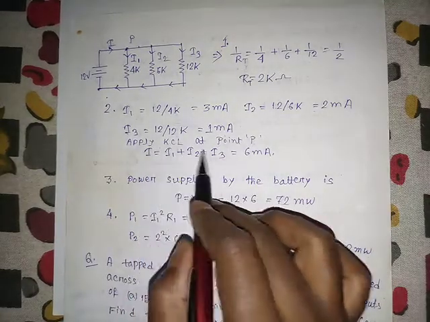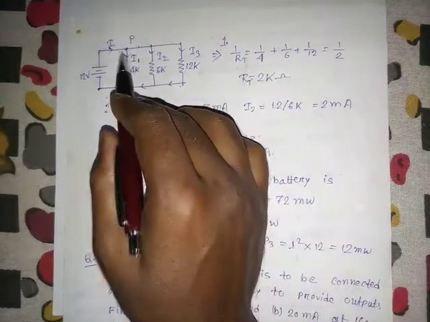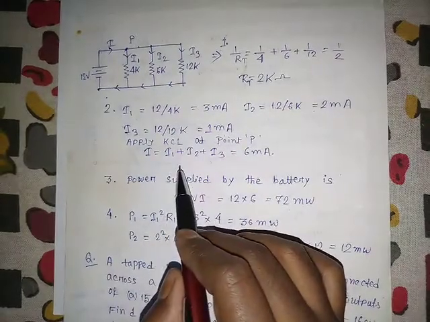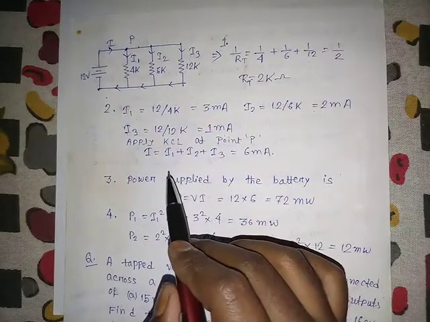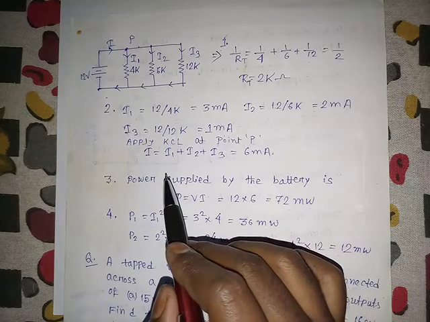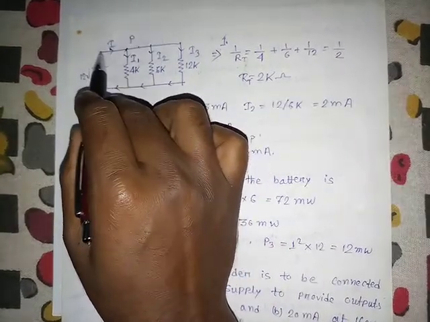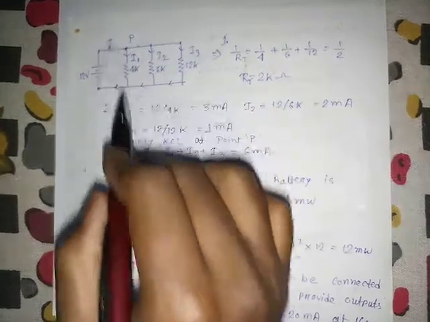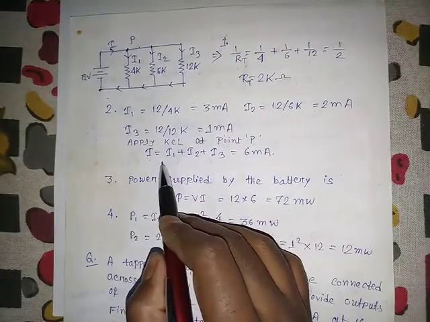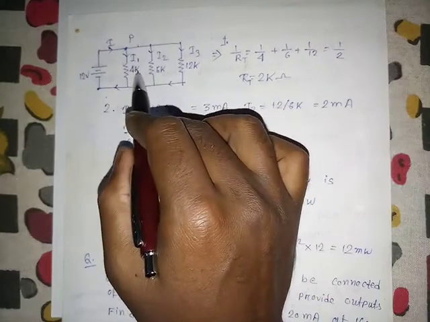Now apply KCL at point P. At this point you apply KCL. So we know that KCL gives us a common formula: the sum of incoming currents equals the sum of outgoing currents. Here only one current is incoming, that is our circuit current I, equal to the sum of outgoing. So what is our sum of outgoing?